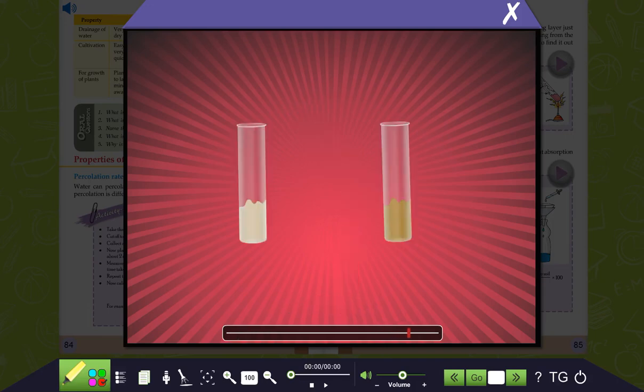Now compare this heated soil with the original soil sample. Do you find any difference?